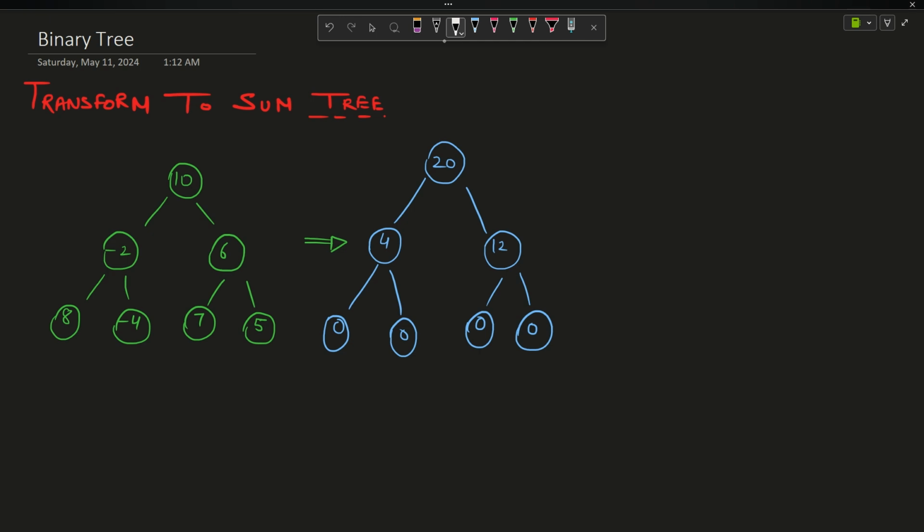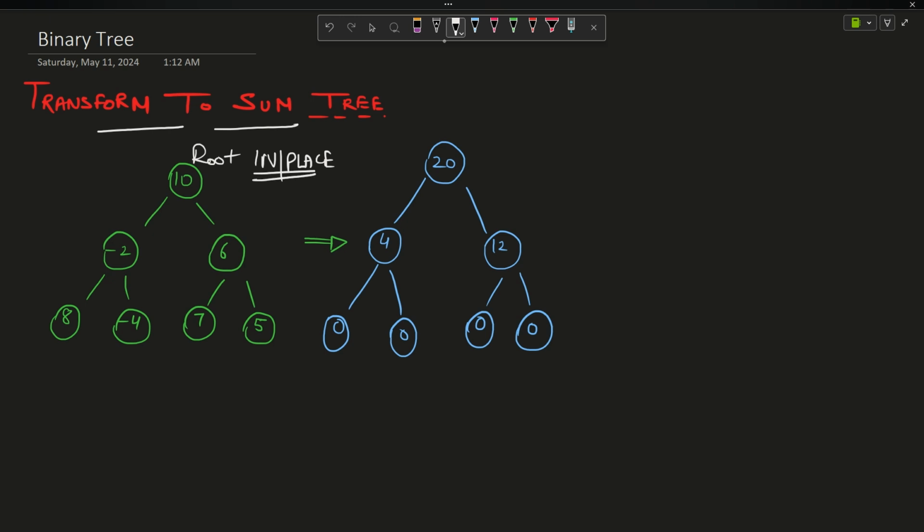So in this video we are going to discuss the question transform to sum tree. What does the question say? The question is actually very simple. You have been given a tree root as usual, and you have to transform this tree, and that too in place. That is, you cannot construct a new tree.